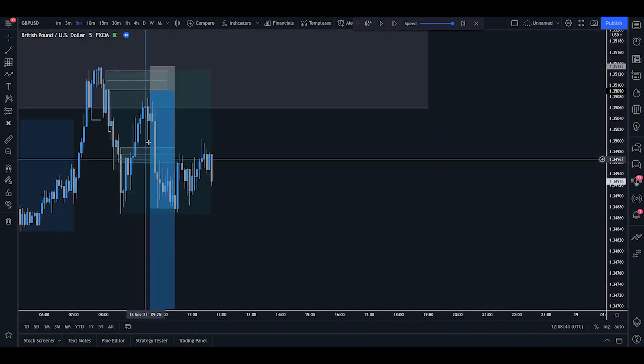So we took a 1R loss there. Let's cut that off for now. Make note that we did take a 1R loss. And now we have an entry from the extreme, which is running very, very nicely from this zone.